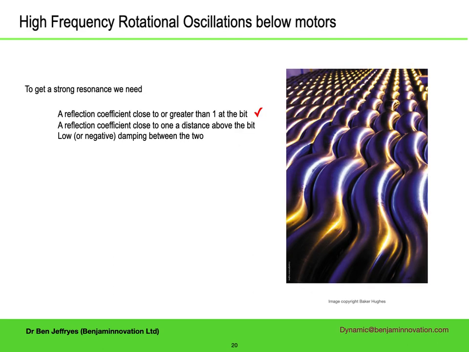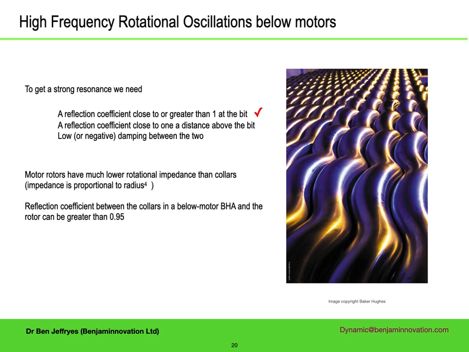So why do we get strong, high-frequency rotational oscillations below motors? To get a strong acoustic resonance, you need a reflection coefficient close to or greater than 1 at the bit, which we know we have, and a reflection coefficient close to 1 somewhere above the bit. Also, sufficiently low loss between the two.